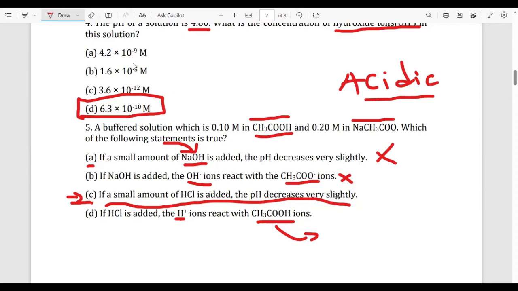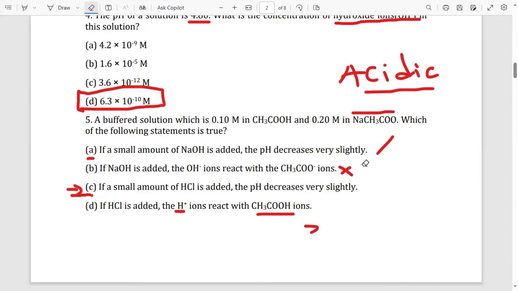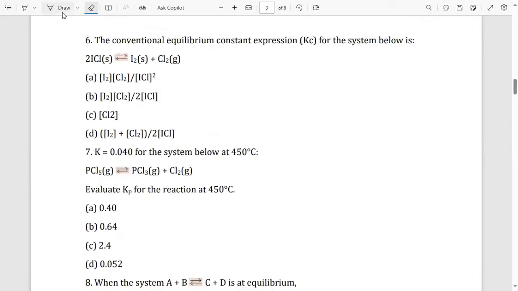Okay, so I'm going to question 6, if I'm allowed to go to question 6. Question 6: they're saying the conventional equilibrium constant, Kc, for the system below is, okay? To find the Kc, whatever species you put in should be in either gaseous or aqueous form. If a species is in solid form, you can't include it in the equilibrium constant. So we see that this one here, we can't include it in the formula for the equilibrium constant because it's in solid form. Even this one here.